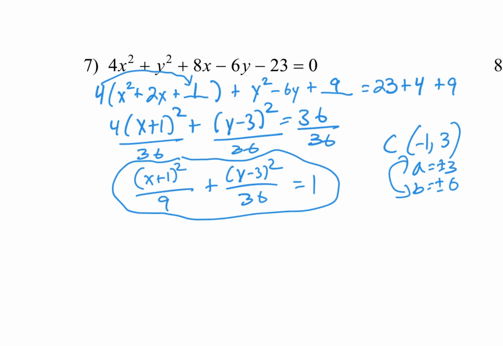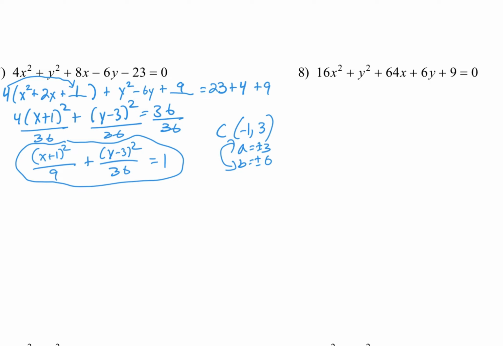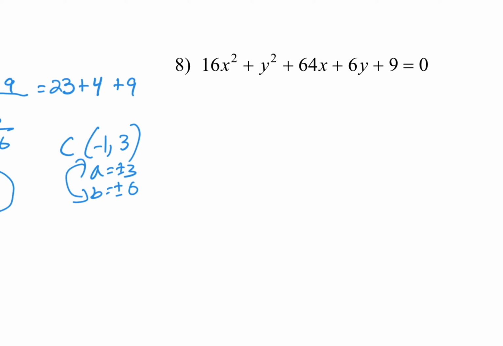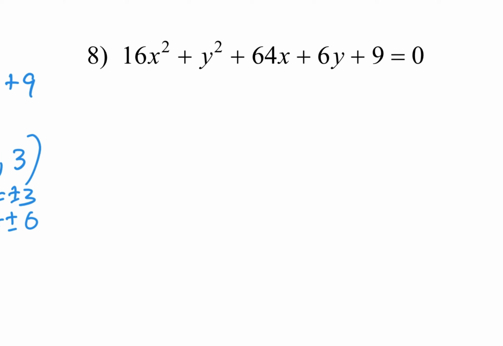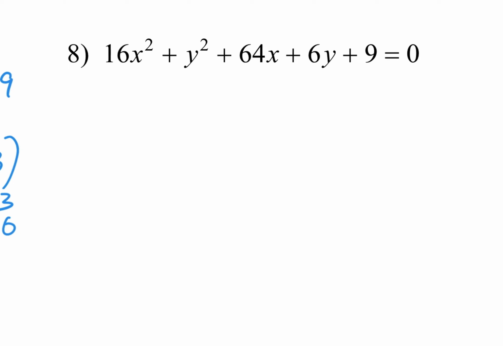One more. I'm going to have you try this one on your own. See how you do. 16x squared plus y squared plus 64x plus 6y plus 9 equals 0. Go ahead and see if you can put that in standard form of an ellipse.